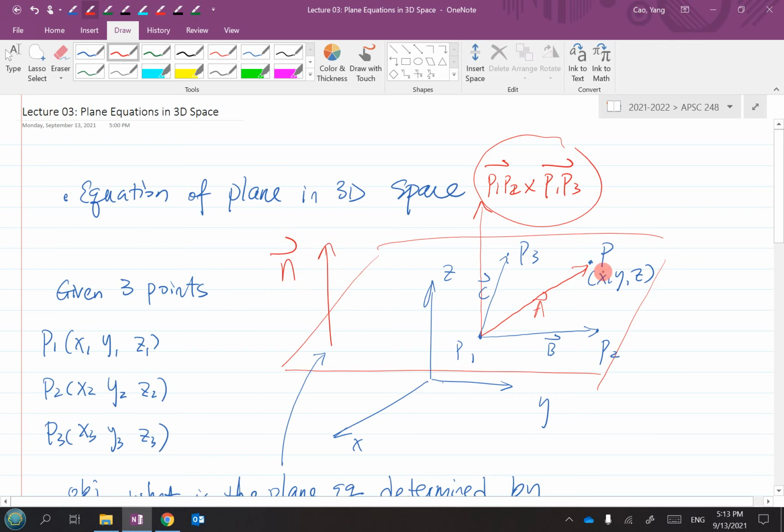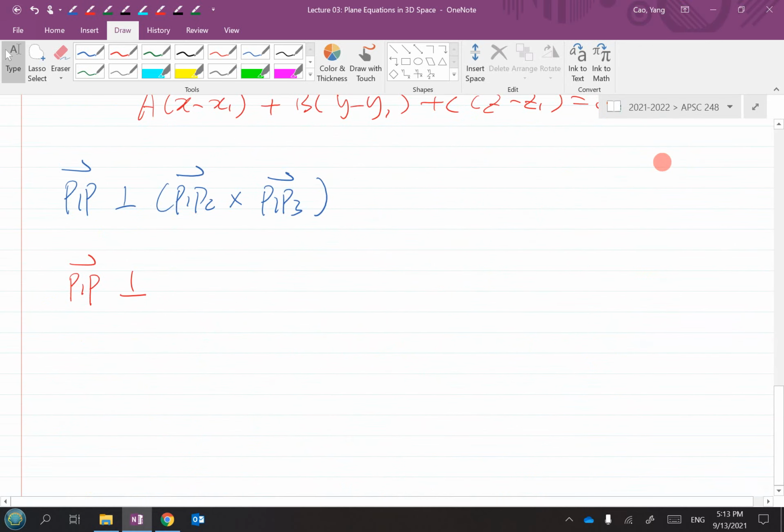So then I think I can get rid of this cross product now. I can maybe make it a little simpler. I say P1P is perpendicular to n, where the n here is an arbitrary vector. Of course, it's not so arbitrary.